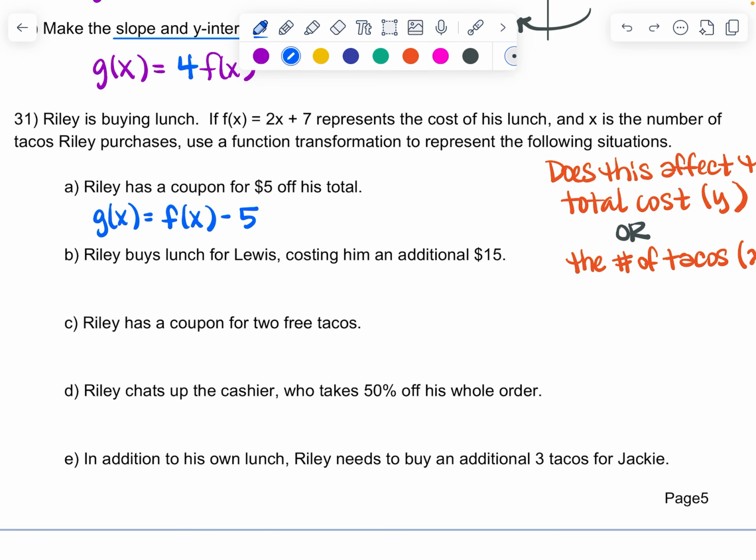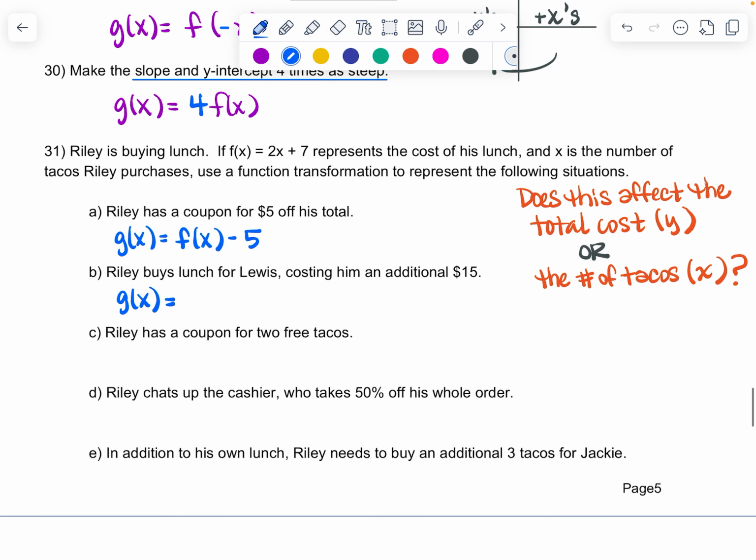All right, part B, Riley buys lunch for Lewis. That means he's got a new total, or a new function, costing him an additional $15. Well, is that additional $15 total cost, or does that have something to do with the number of tacos? It's clearly the total cost. So now he's going to be adding $15 to his original total cost.